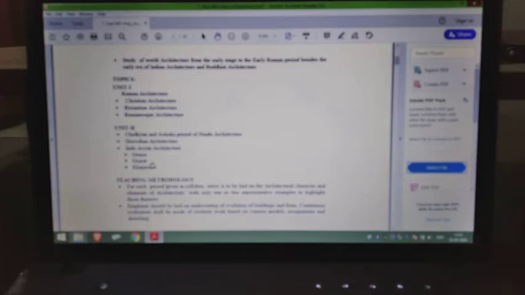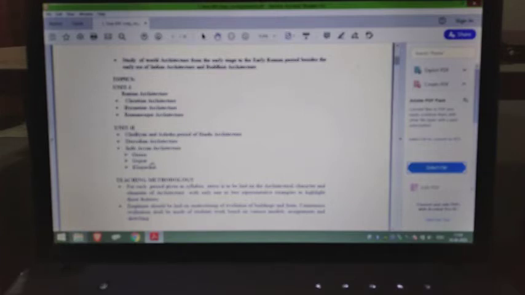But in reality, just as you may have witnessed for the first unit, even Byzantine and Romanesque or Christian architecture, there is such a variety of buildings that was constructed in a total of about 14 centuries. So it's a bit unfair to just say that 1 or 2 buildings is going to be enough to give you an overview of what happened over such a long period of time. So I'll just start off with the first one, which is Chalukyan and the Ashokan period of Hindu architecture.